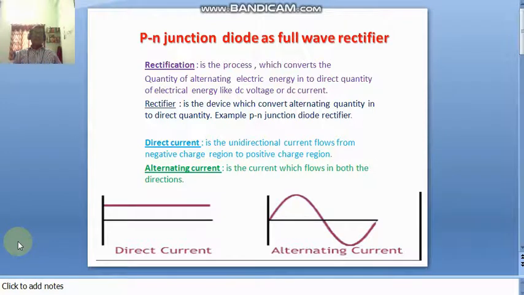As we discussed in the previous class, direct current is the current or energy which passes unidirectionally from a negative charge region to a positive charge region. Similarly, alternating current is the electrical energy which flows in both directions, with positive and negative maximum and minimum peaks. So this is the brief introduction.